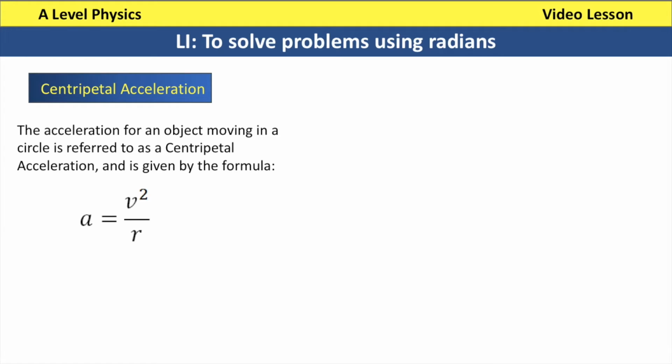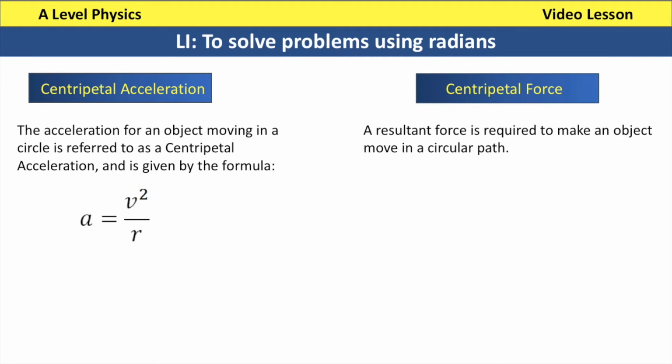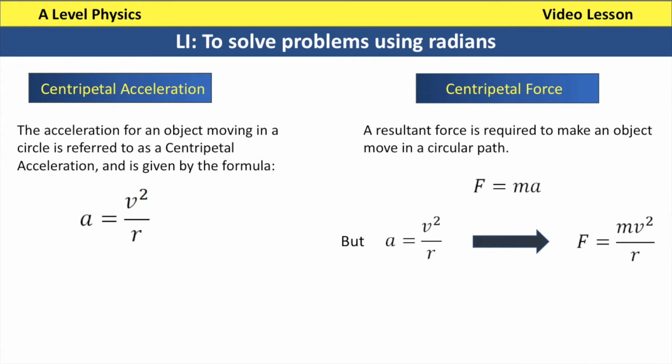Now, in order to actually go round in a circle, the resultant force on the object cannot be zero because obviously there is a change in velocity going on and forces cause acceleration. The force that causes centripetal acceleration we refer to as being centripetal force. Now, we know that resultant force from Newton's second law is force equals mass times acceleration, and because acceleration centripetally is v squared over r, we can say that the equation for centripetal force comes out, of course, as mv squared divided by r.